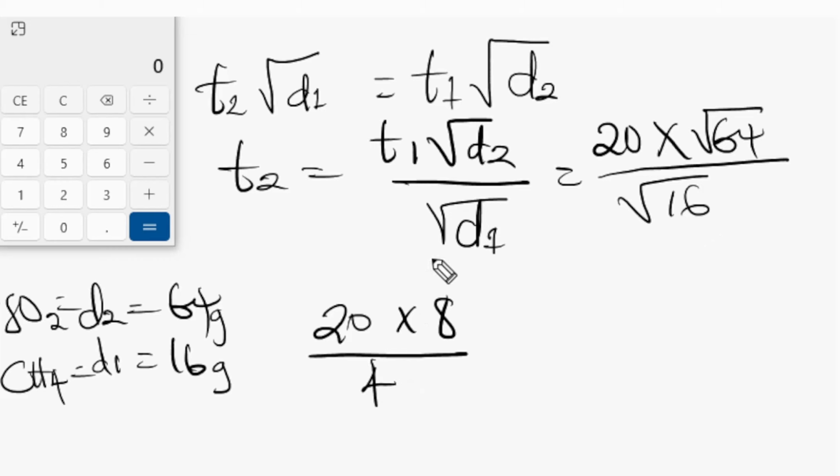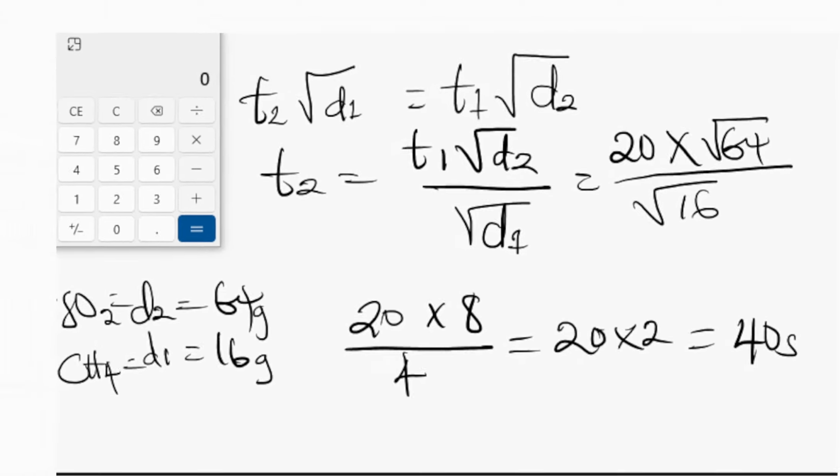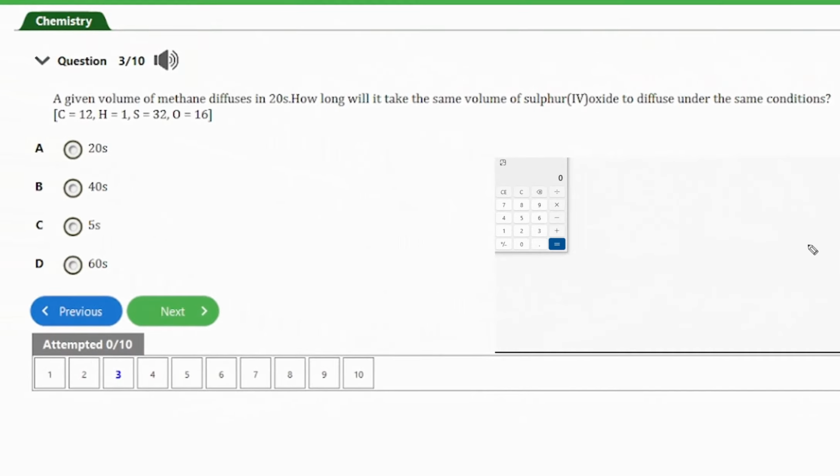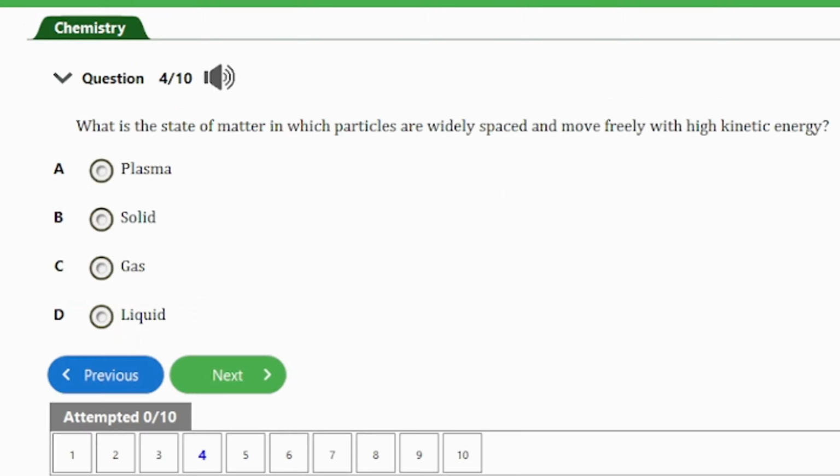So here it's going to be 20 times 8 over 4. And guys, this is going to be 20 times 2, since 8 over 4 is 2. So this will be 40 seconds. So guys, the answer to this question here will be 40 seconds. Let's go ahead and wipe this out. And the answer to this question, guys, is option B. That's 40 seconds. So let's consider the next question, guys.